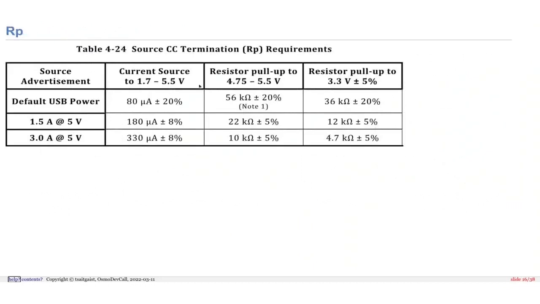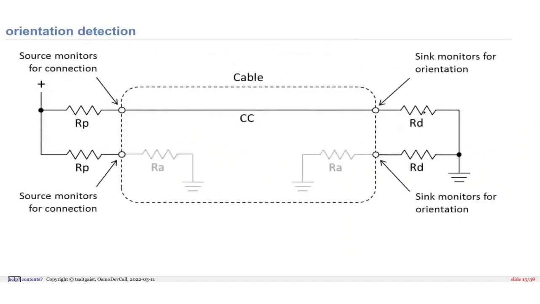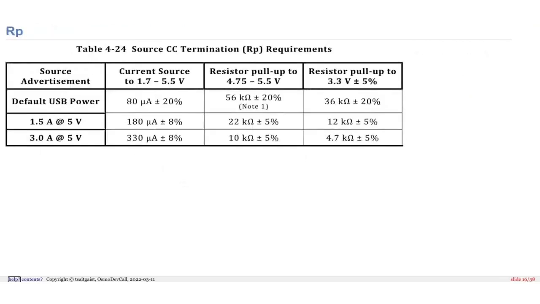And we've seen that there is an RD resistor. This is fixed, 5.1 kilo ohm. But there is also a pull-up resistor. This is RP, and this can have several values. It really depends on what the source is capable of delivering in power. By default, the default USB power is 500 milliamp for USB 2 and 800 milliamp for USB 3. This is one value. If you just use another resistor, for example, 22 kilo ohm, then you already indicate to the sink, you can draw up to 1.5 amp. If you put a 10 kilo ohm value, it indicates to the sink you can draw up to 3 amps.